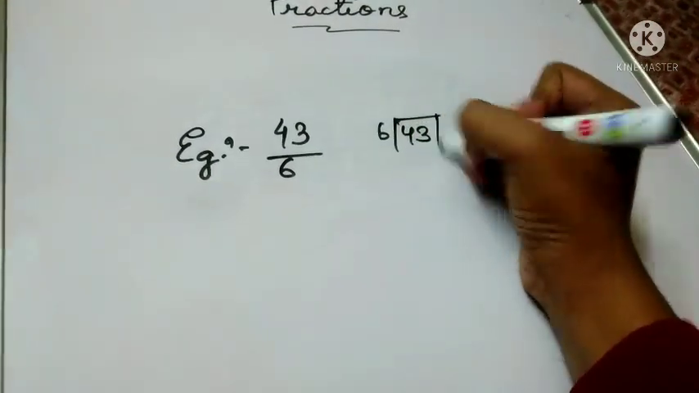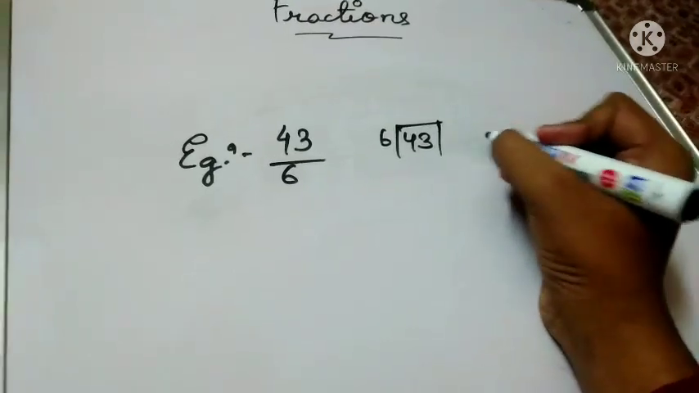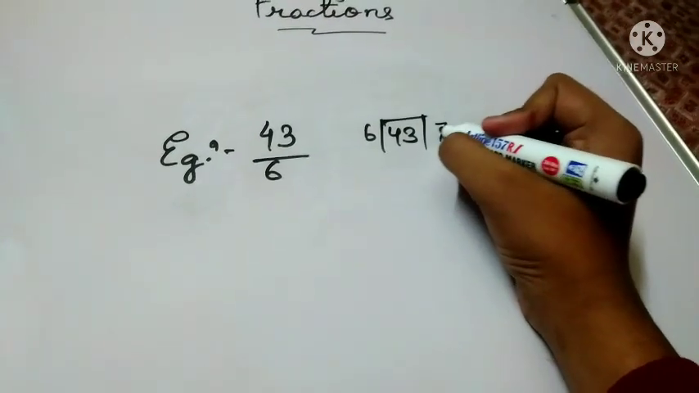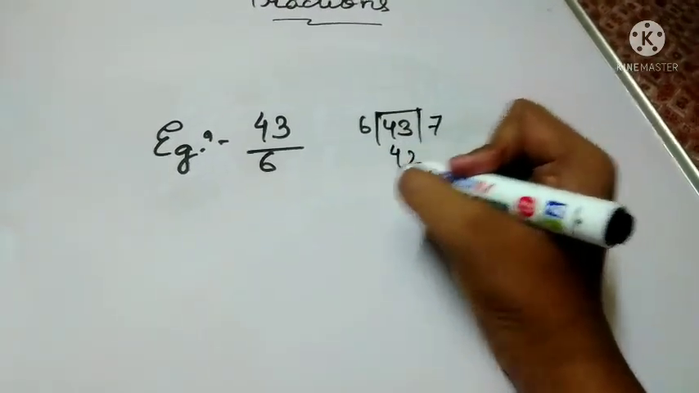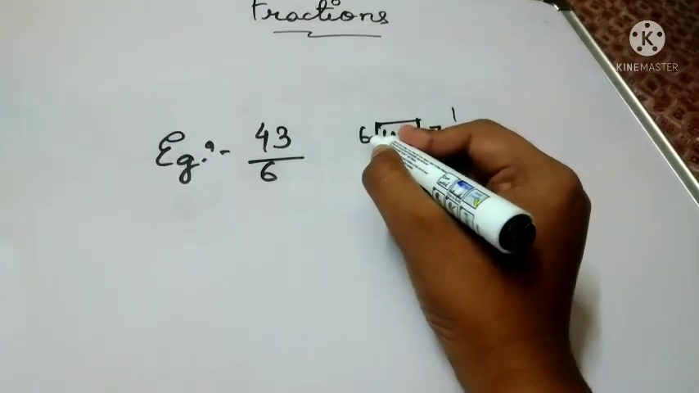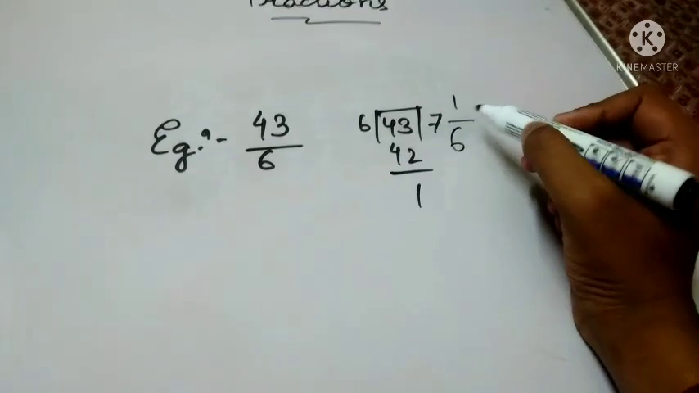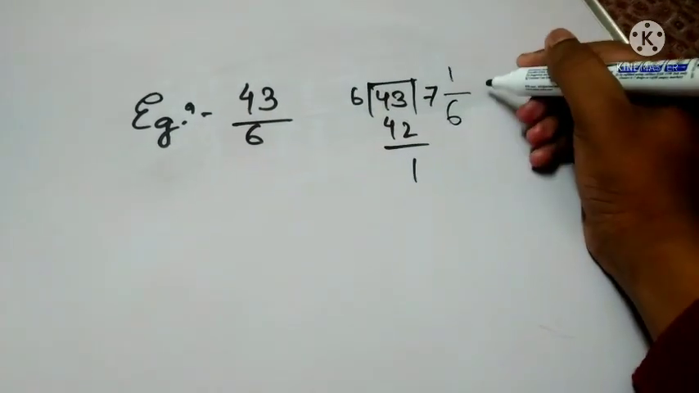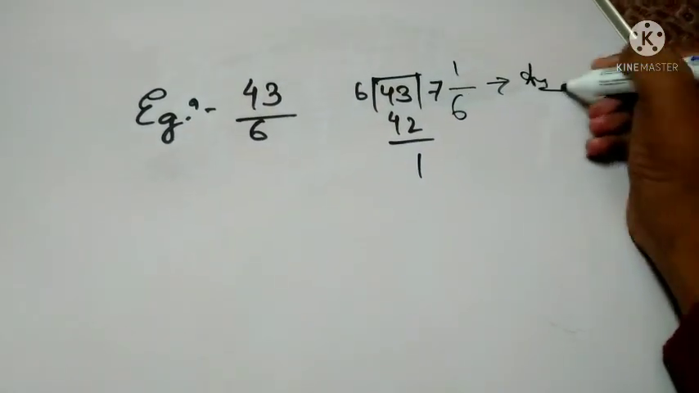So, we will divide 43 by 6. Six sevens are 42 and remainder 1. The 1 comes here. So, we will take this 1 here and this 6 we will write here. So, we get 7 1/6. This is the mixed fraction and it is the answer.